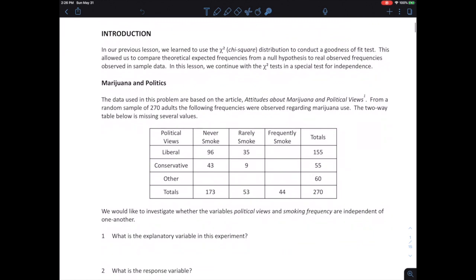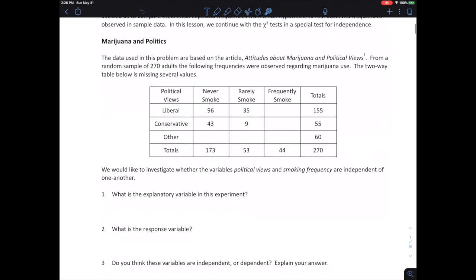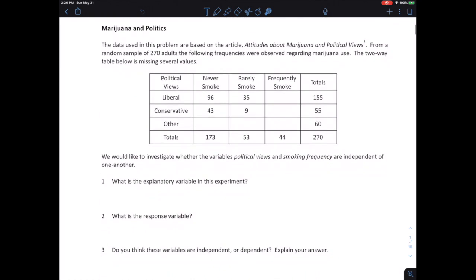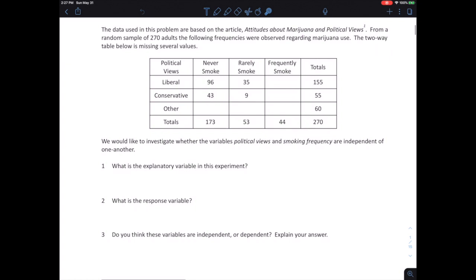Alright, so here's the context: marijuana and politics. The data used in this problem are based on an article, Attitudes About Marijuana and Political Views. From a random sample of 270 adults, the following frequencies regarding marijuana use were given. The two-way table below is missing several values. Under political views we have 3 levels: liberal, conservative, or other. For pot smoking frequency, we have never, rarely, and frequently smoked marijuana. We didn't bother listing exactly what those mean, but they're well defined in the article.